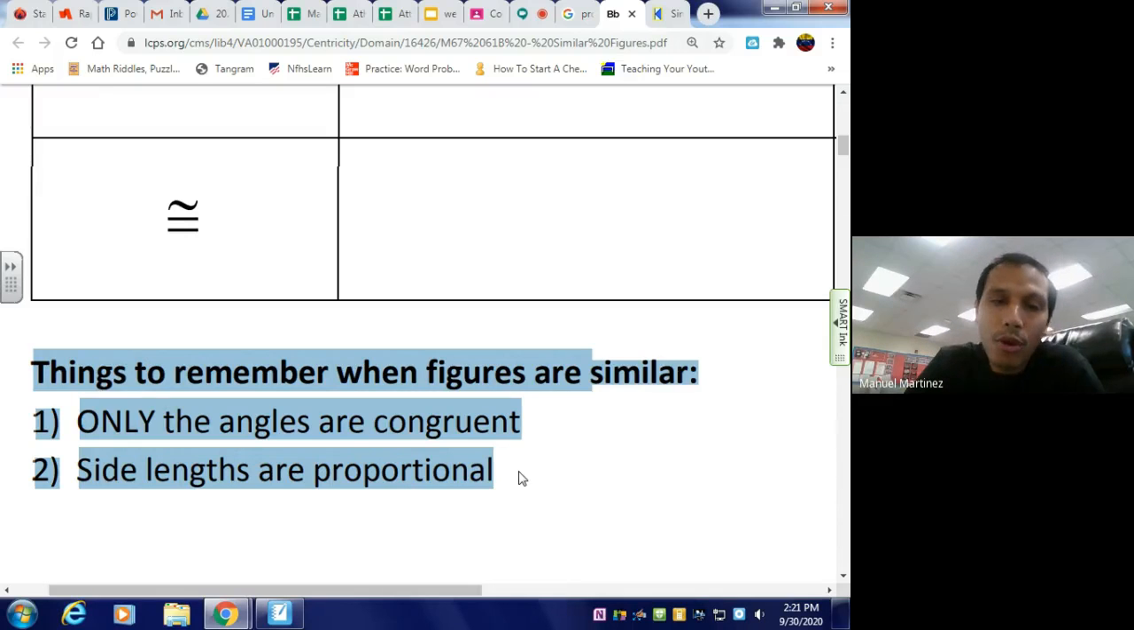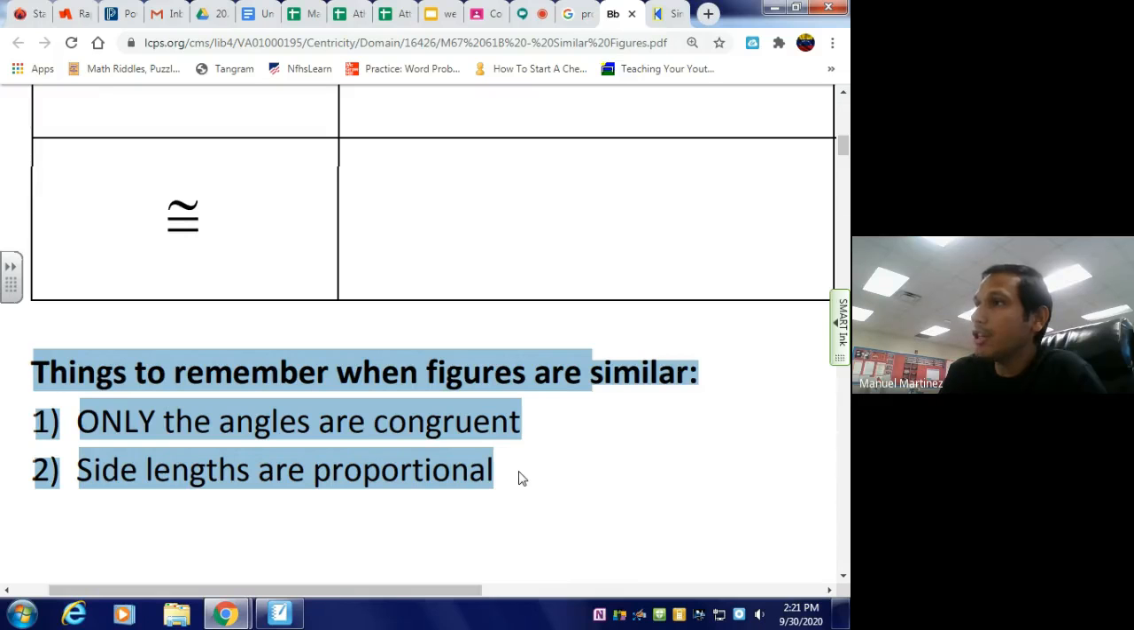So okay, what it means is that they are equal. Only the angles are equal, or only the angles are the same. Good. So let's see.